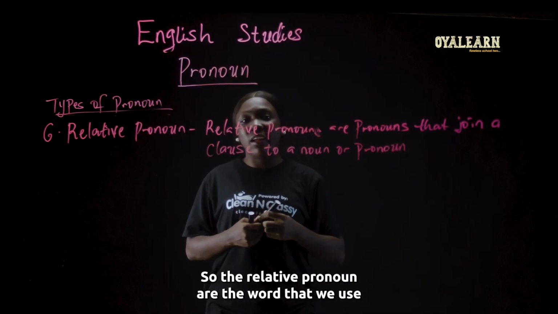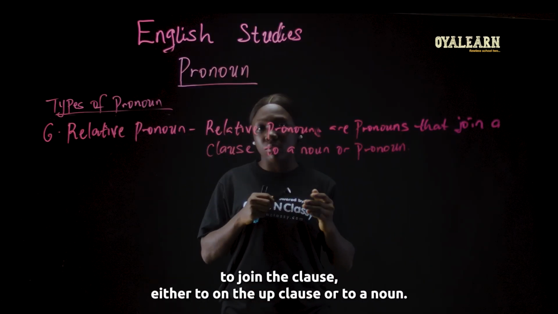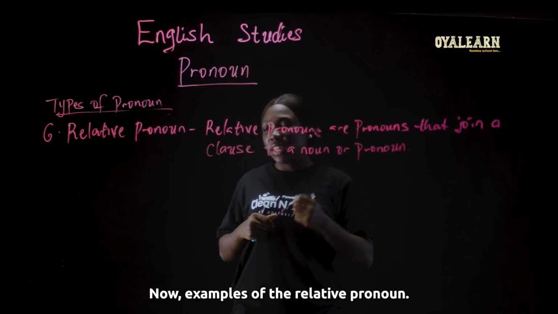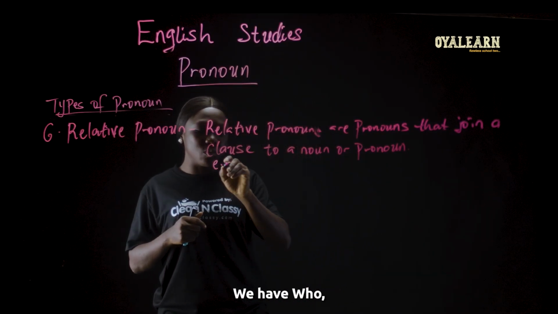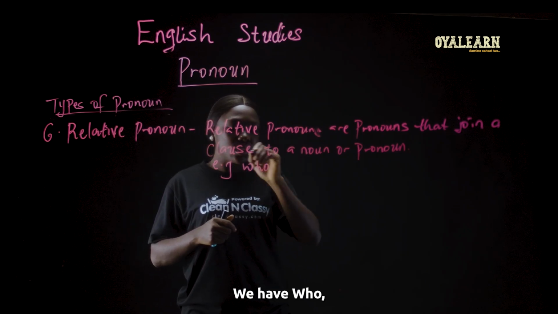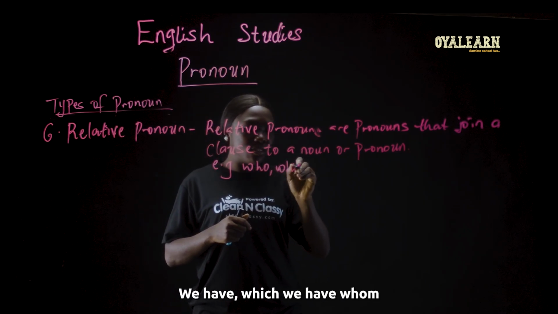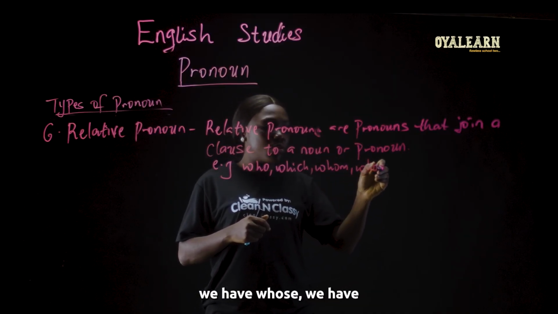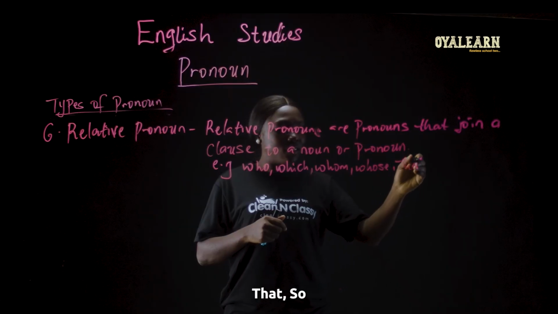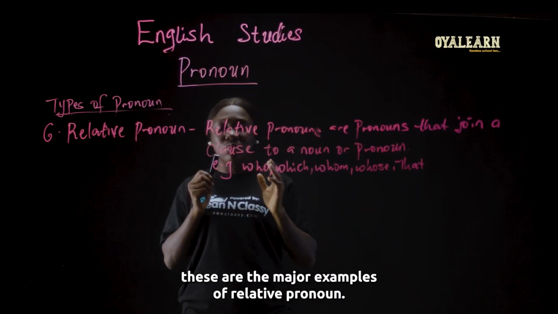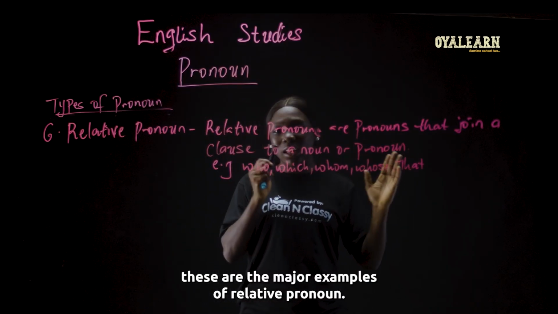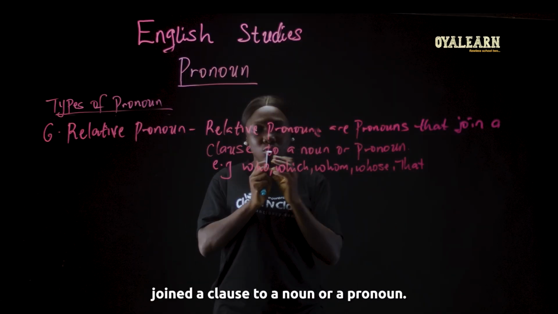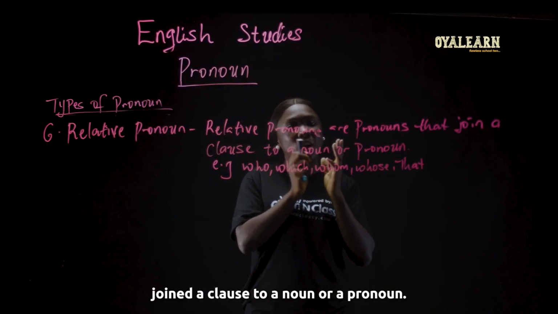So relative pronouns are the words that we use to join a clause either to another clause or to a noun or pronoun. Examples of the relative pronouns are who, which, whom, whose, and that. So these are the major examples of relative pronouns. Like I said earlier, relative pronouns join a clause to a noun or a pronoun.